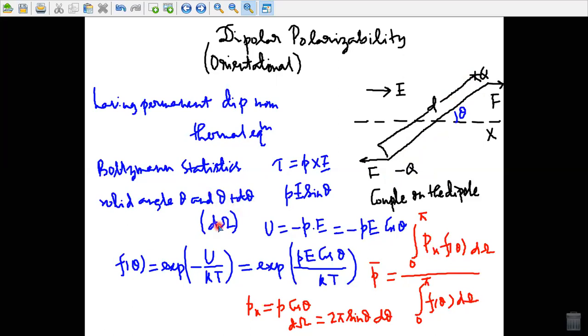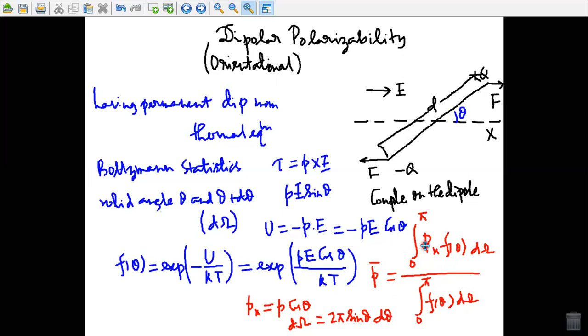That is abbreviated, most popularly known as d omega, is proportional to the Boltzmann factor e to the power minus u upon kT, that is f(theta) equals exponential of minus u, the potential energy, over kT, where k is the Boltzmann constant, and it finally turns out to be exponential pE cos theta by kT, right? So this is how we average the moment contribution per dipole.